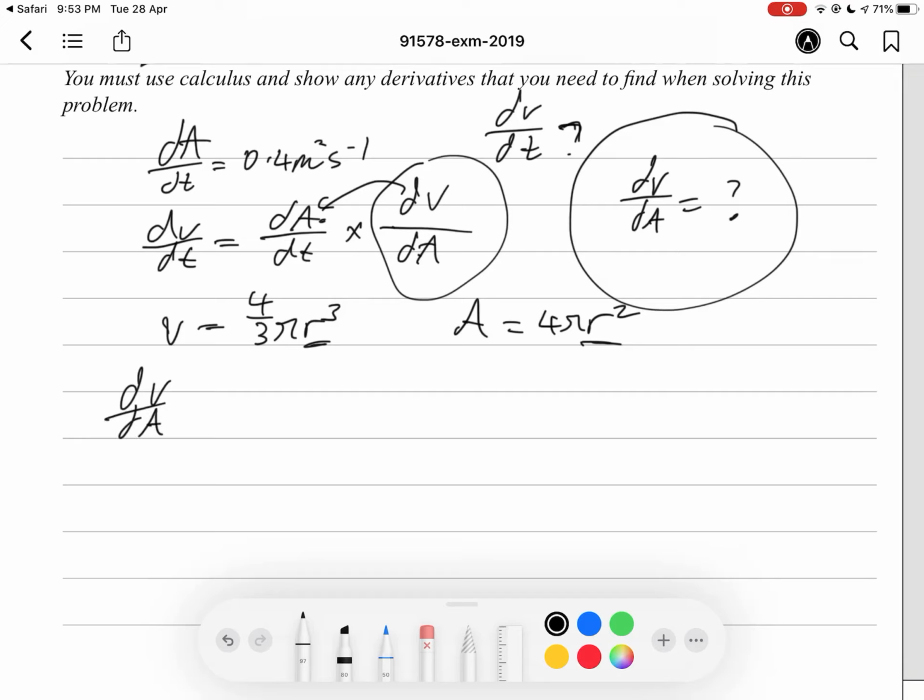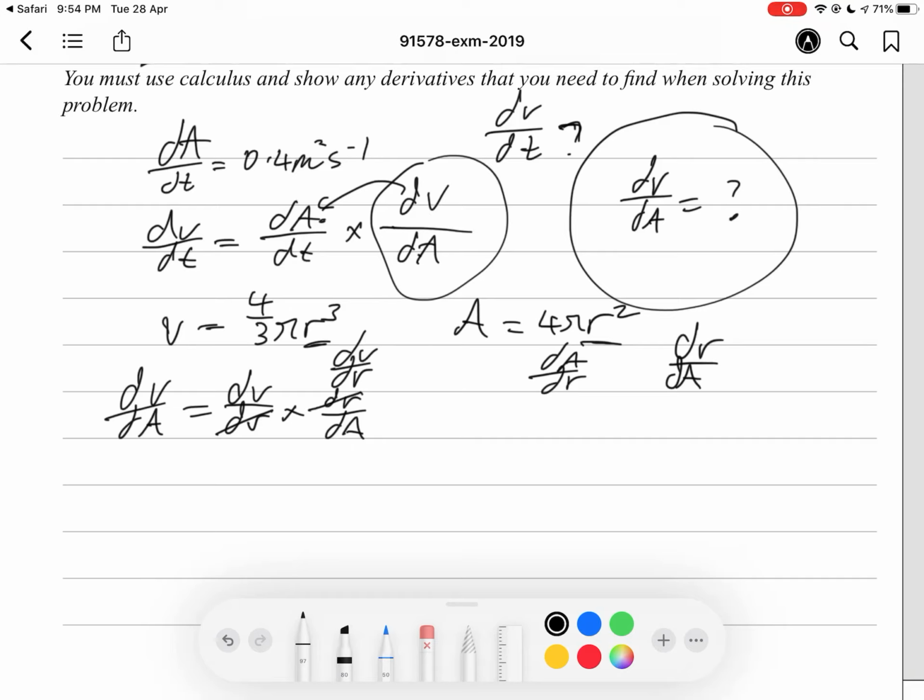So once again, another parametric, so dV over dA. We can find dV over dr, and we can find dA over dr. We want dV at the top and dA at the bottom. Right now we have dV and dA at the top, and we want dA at the bottom. Therefore we're going to find the inverse of dA over dr, so dr over dA. So we can say that dV over dA equals dV over dr times dr over dA.